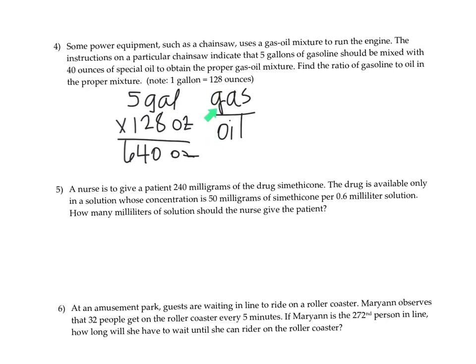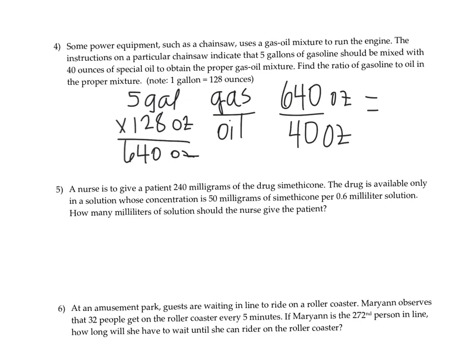Understanding the labels when you're doing ratios and proportions is important. So we're comparing the amount of gas to oil. The gas is 640 ounces to 40 ounces of oil. 640 ounces to 40 ounces.